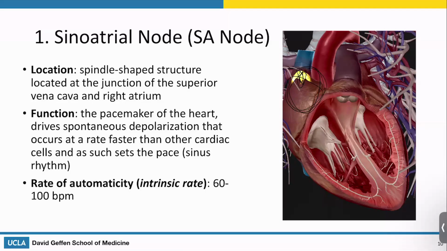It has a rate of automaticity, so its intrinsic rate is between 60 and 100 beats per minute, which should sound familiar to you. Most of us, healthy individuals, are going to have a heart rate between 60 and 100, and that's because our sinoatrial node is most likely the thing sending out our electrical signals. So it should fall in that 60 to 100 range.